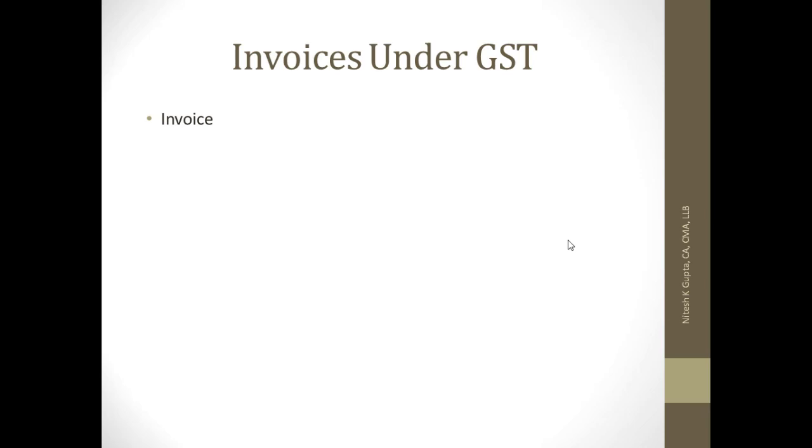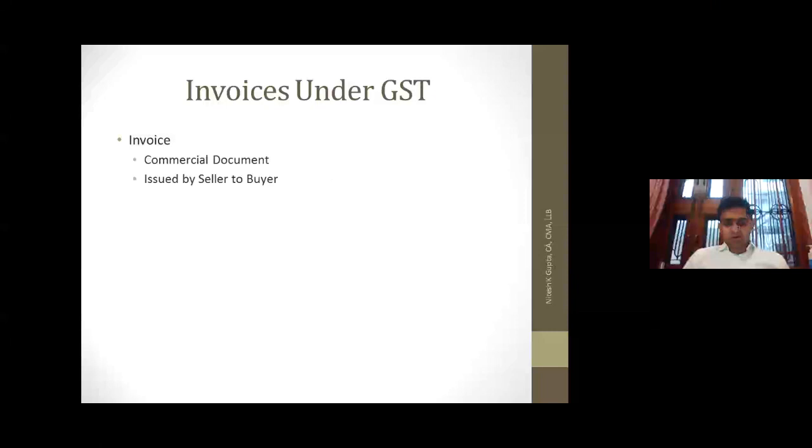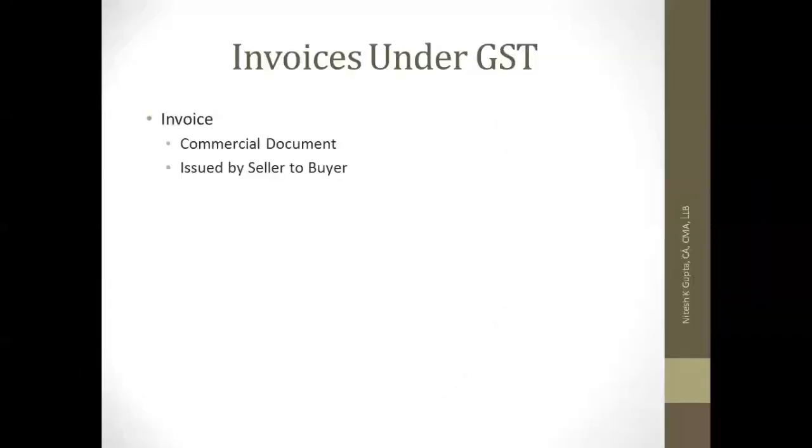So invoice is basically a commercial document. It's not a personal document. It's not something which is for rough use. It's a commercial document, for commercial use, issued by a seller to buyer. Because whenever you go to purchase anything, to buy anything from the market, you will get an invoice. And who will give you the invoice? The seller from whom you are purchasing that thing.